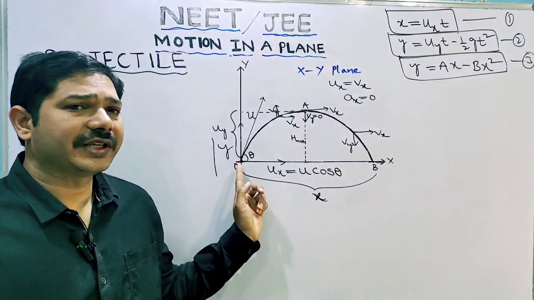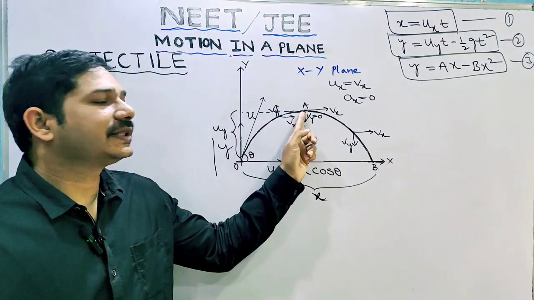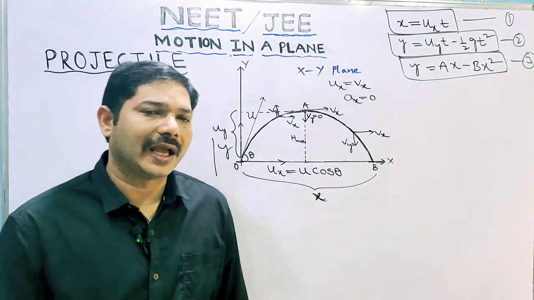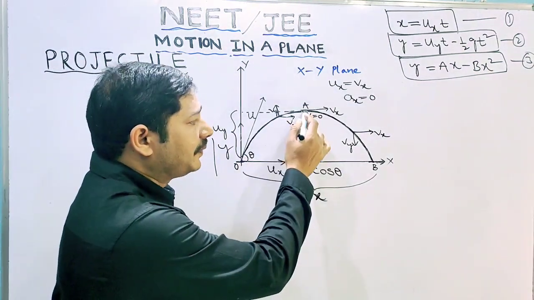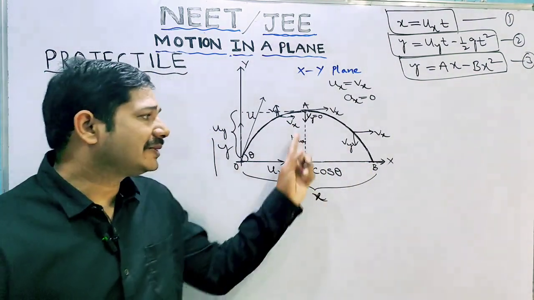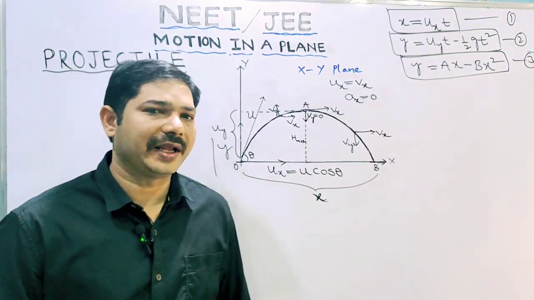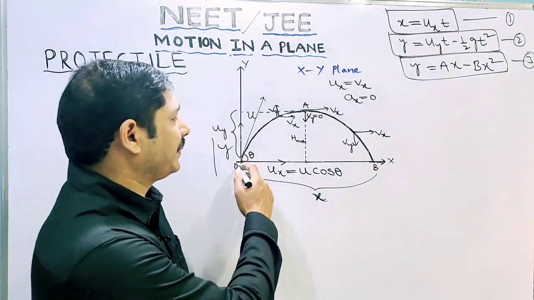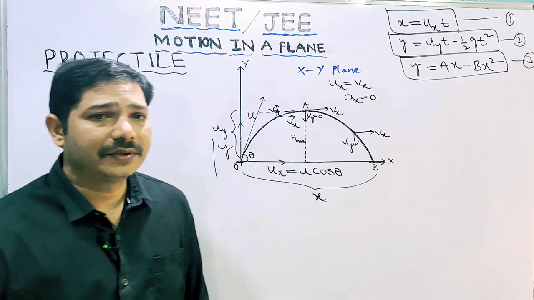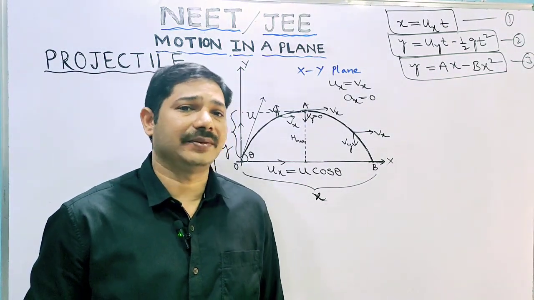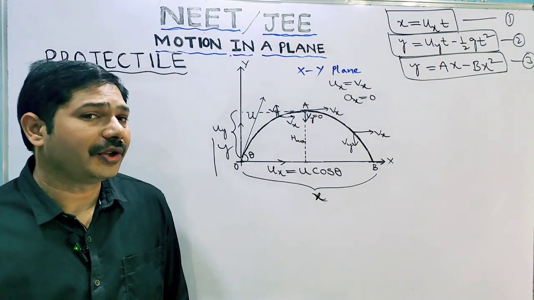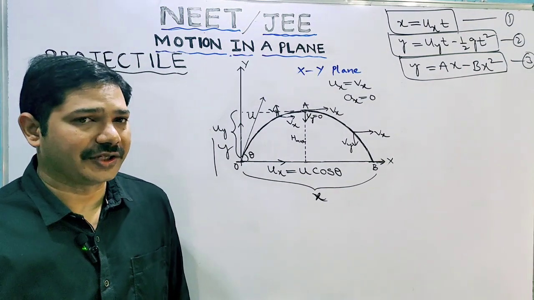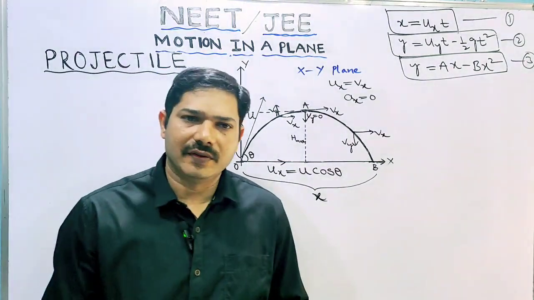Time of ascent means the time taken by the body to reach the maximum height. So to reach maximum height, how much time is taken? That is called time of ascent. Time of descent means from point A to point B, from maximum height to ground, how much time is taken? That is time of descent. Time of flight is the total time, O to A and A to B. The body remains in air during the total motion, so the total time is called what? Time of flight. So we will derive all these equations now.